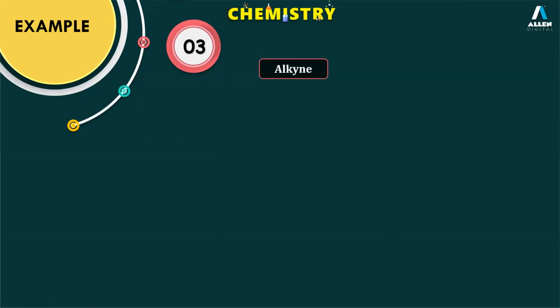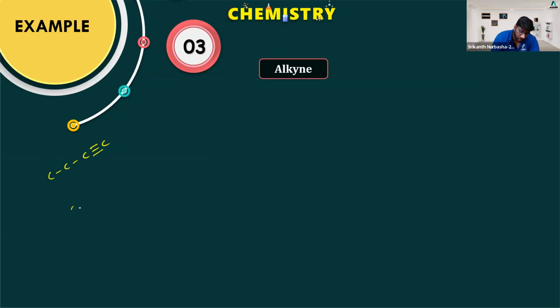Alkyne, bicarbon. Alkynes, 5 carbons or 4 carbons? 5 carbons, because with 4 carbons, if you try to keep a triple bond here, you cannot keep a substitution. I cannot keep a carbon here.